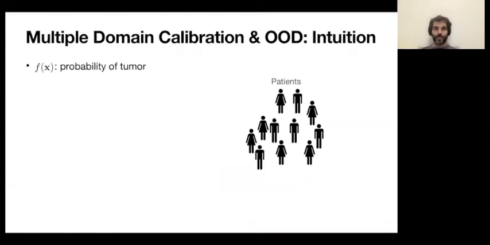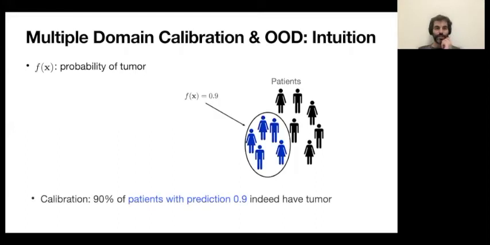So this will relate two things which do not seem related on the face of it, which is calibration and out of distribution generalization. So I'll just briefly go over calibration. Let's say for this subset of patients, our classifier says they have 0.9 chance of having a tumor. We will say this classifier is calibrated if indeed 90% of the patients who had a prediction 0.9 have a tumor. So if the predicted probabilities match the reality for every given probability. So that's a calibrated classifier.